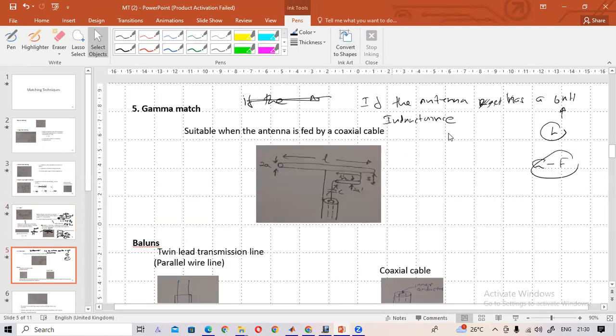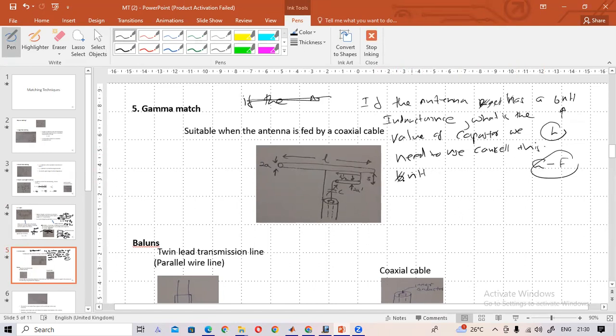what is the value of the capacitor we need to use to cancel this 6 nanohenry inductive reactance effect? So that is the question. If the antenna has a 6 nanohenry inductance, what is the value of the capacitor we need to add to cancel this inductive reactance effect of the antenna? Okay, so try to do this question. This kind of question will also come to the exam. So try to solve this one.